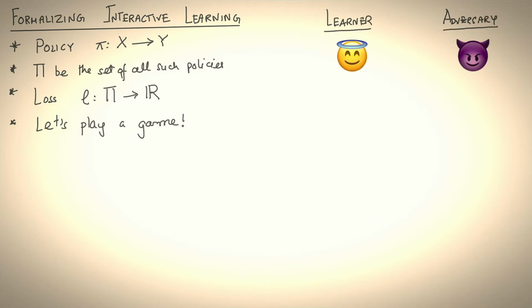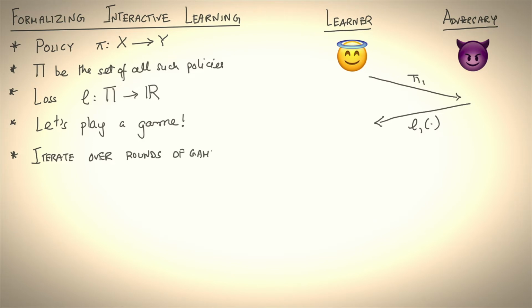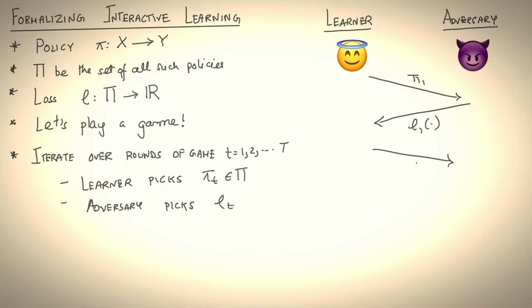So the role of the learner is to play a policy pi. The role of the adversary is to select a loss function L. So we are going to iterate over rounds of the game. There's going to be a total of T rounds. And in every round, the learner picks a policy pi from the set of all policies, and the adversary picks a loss function L_t.